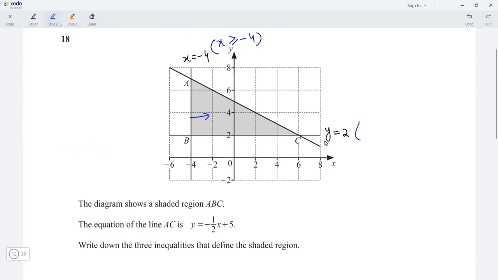Similarly, for this thing, the region is above this line. So if we move above in y-axis, the values of y are increasing. So we can write down y is greater than or equals to 2. The last thing is this line.